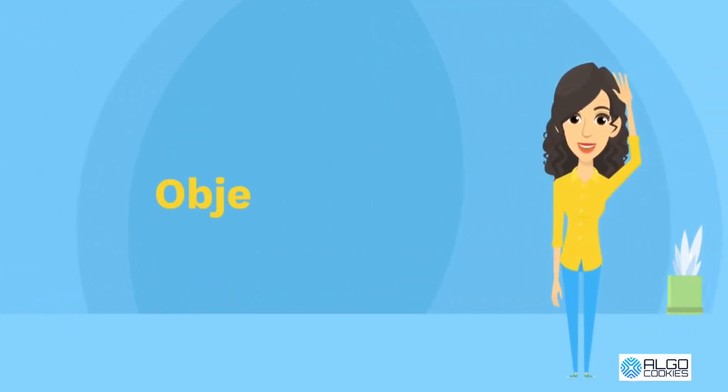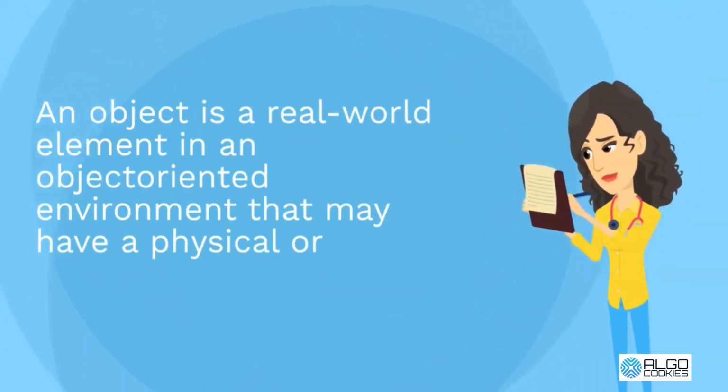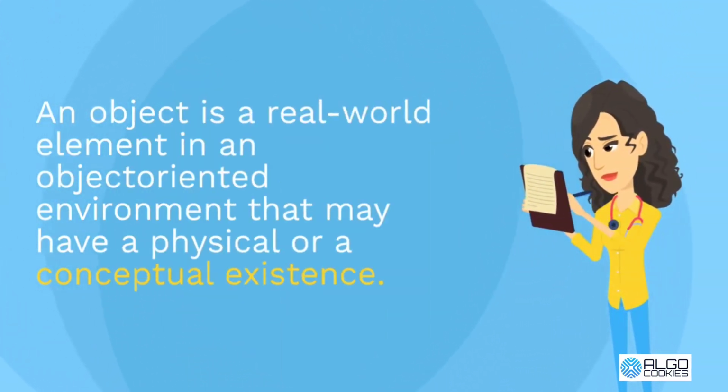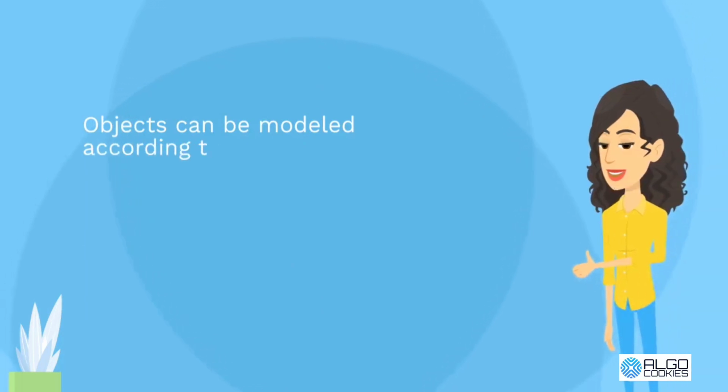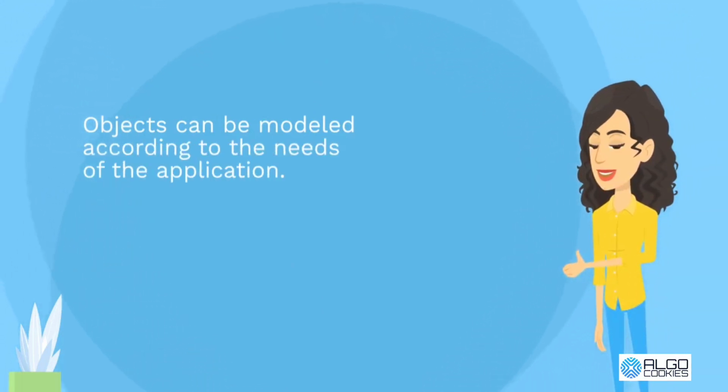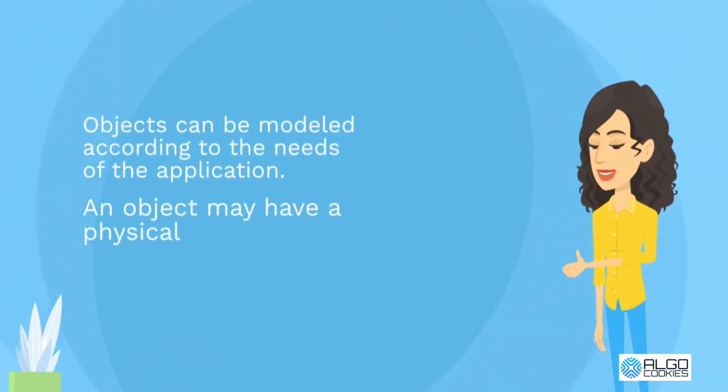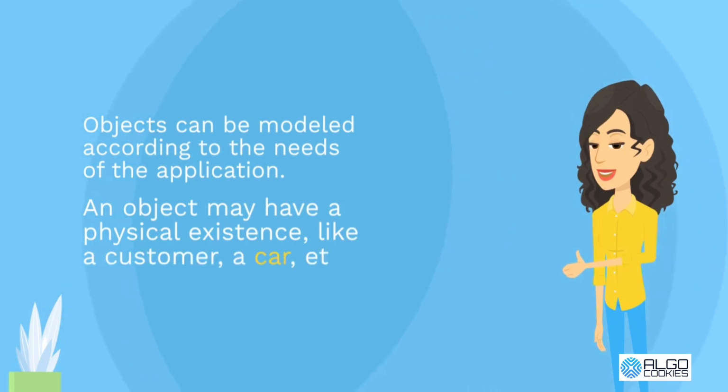Object. An object is a real-world element in an object-oriented environment that may have a physical or a conceptual existence. Objects can be modeled according to the needs of the application. An object may have a physical existence, like a customer, a car, etc.